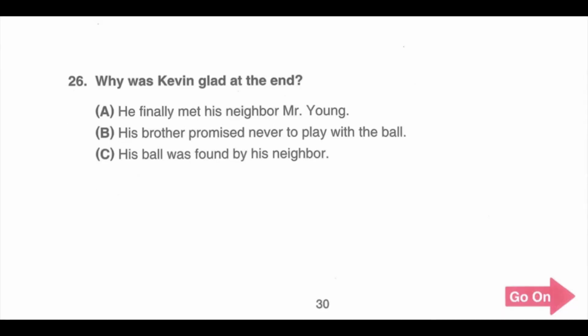Number 26. Why was Kevin glad at the end? A. He finally met his neighbor, Mr. Young. B. His brother promised never to play with the ball. C. His ball was found by his neighbor. Go on to the next page.